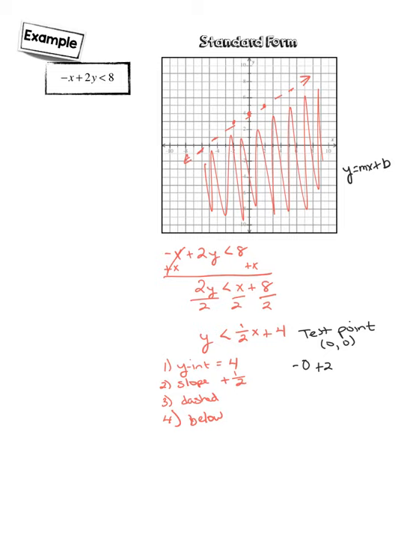-0 plus 2 times 0 is less than 8. 0 plus 0 is less than 8. 0 is less than 8. That works. So (0, 0) is a solution, and I shaded correctly. And that sums up Unit 5. That's everything you need to know about graphing linear equations and inequalities.